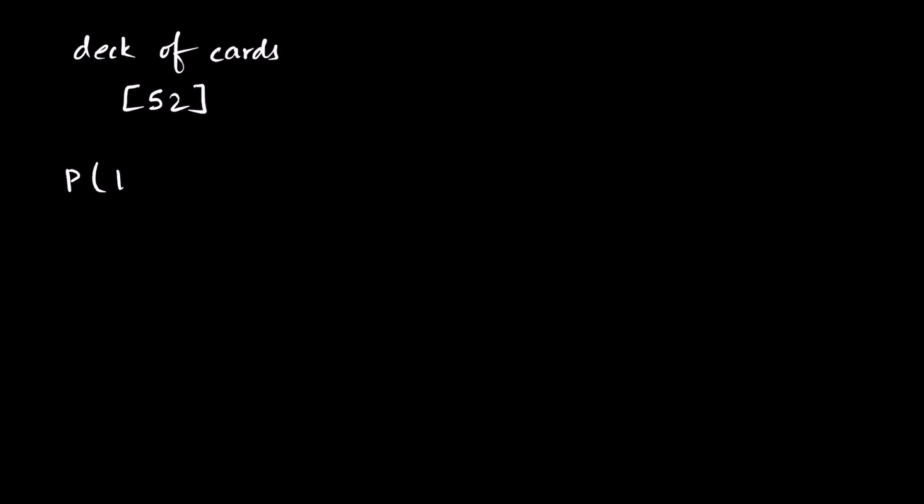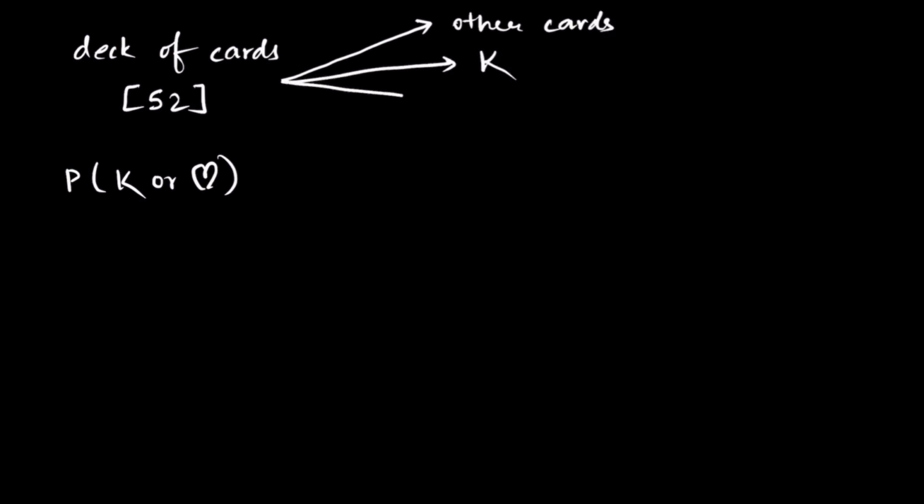Okay, last example. Let me give you the last example. Let's say what I have here is a deck of cards which has a total of 52 cards. Now the question is, what is the probability of getting a king or heart? So if I close my eyes and pick a card, there is a probability of getting other cards. There is a probability of getting king. There is a probability of getting heart. But then there is also a probability of getting king of heart. That means two events occurring together.